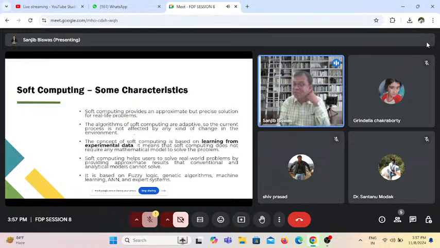What are the things included in the soft computing domain? It's a vast field. It encompasses fuzzy logic, genetic algorithms, machine learning, artificial neural nets, expert systems. There are so many domains under the umbrella of soft computing. In this particular talk, I focus on this aspect, fuzzy logic.